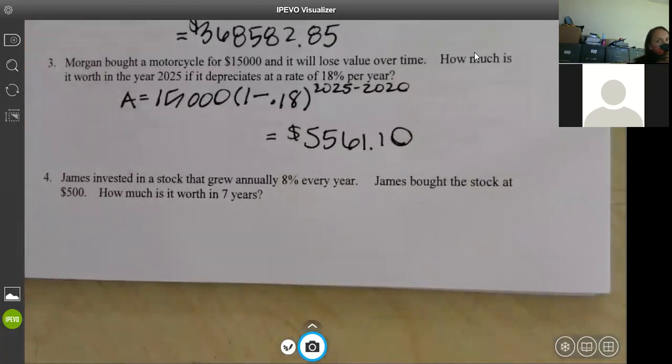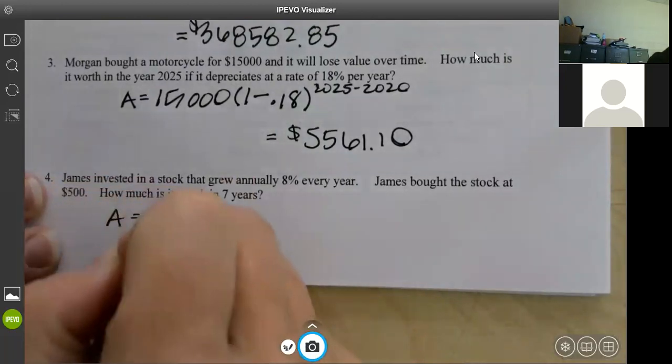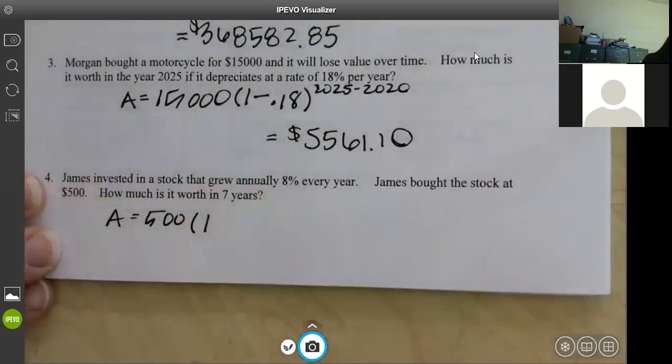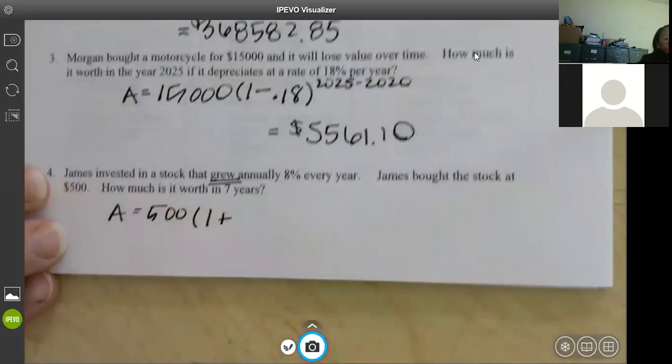James invested in a stock that grew annually 8% every year. James bought the stock at $500. How much is it worth in 7 years? 7 years. So how much did he originally buy it for? 500. 1 plus or minus? Why is it plus? It grew, so we're adding.